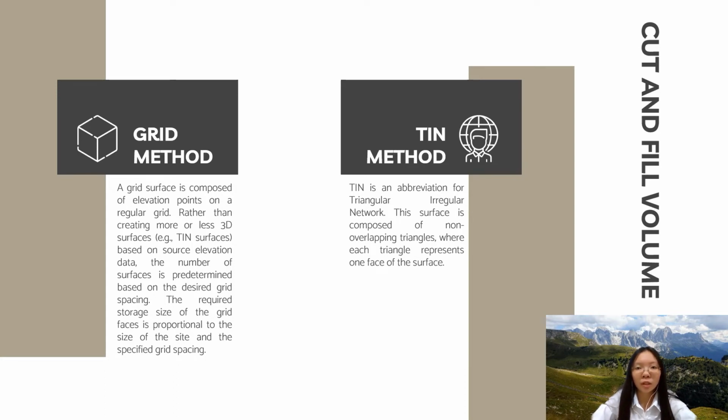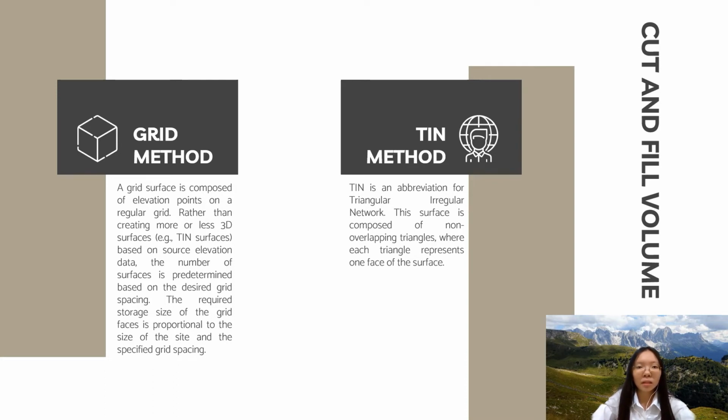However, it also has disadvantages such as not being able to cover the whole area due to the limitation on the grid spacing. The boundary area may not be covered when we use the grid method. The second method that we use is the TIN method. TIN is the abbreviation for triangular irregular network. This surface is composed of non-overlapping triangles where each triangle represents one face of the surface.